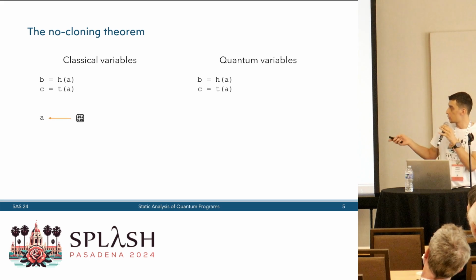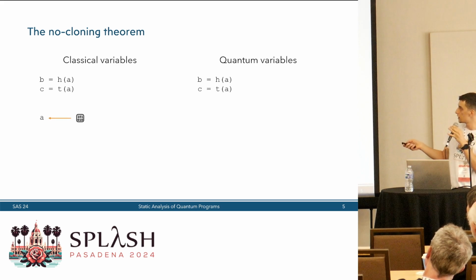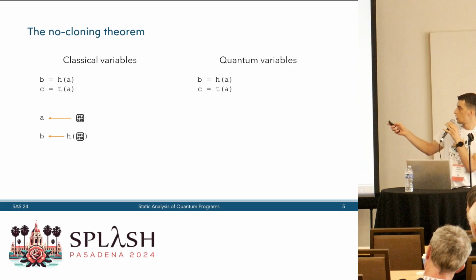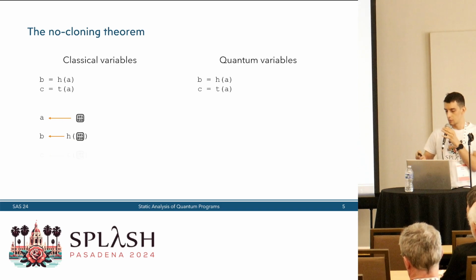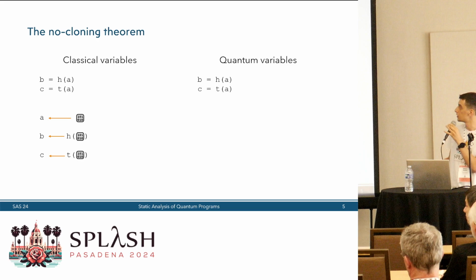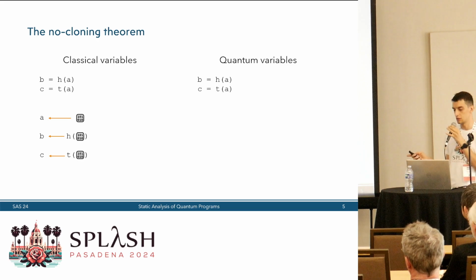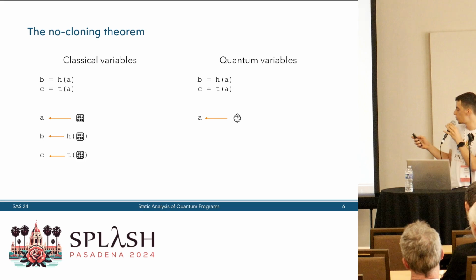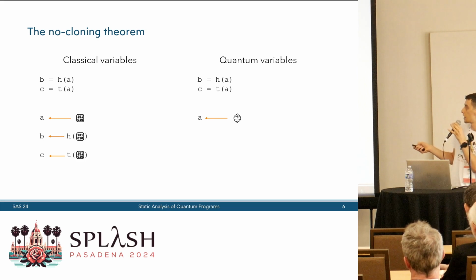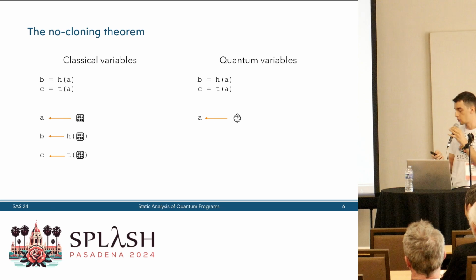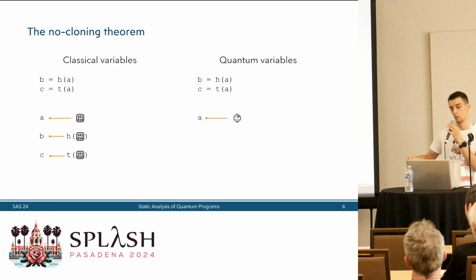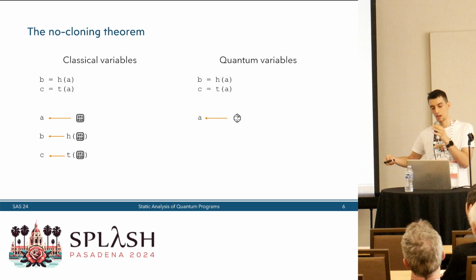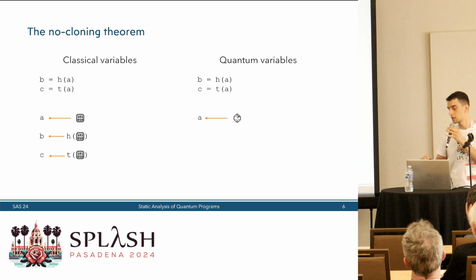When we are working with classical data, we can have a program like this one, in which this variable a corresponds to some classical data, and we can copy the value, compute h of a, and assign it to b, doing the same for c, and we can go on. With quantum variables, we cannot do this. In fact, if you have the variable a that is a quantum variable and represents quantum data, we cannot copy it to compute h of a without changing the value of a.